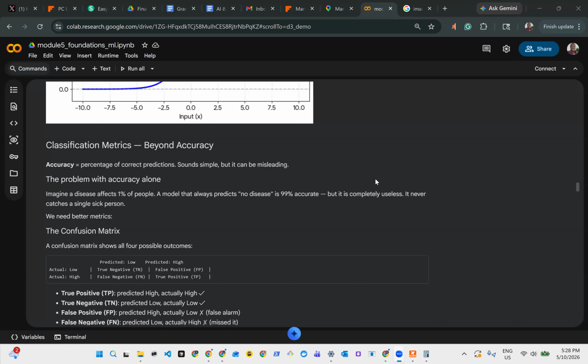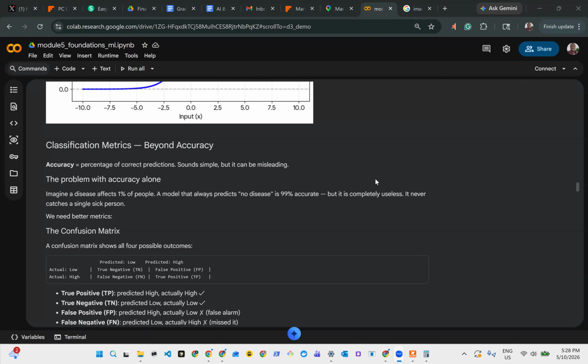Now let's say in the United States you have 1% of the people with HIV/AIDS. So if you just go outside and start predicting that anybody you see has no HIV disease, 99% of the time you will be accurate.